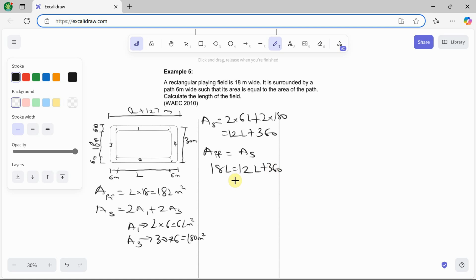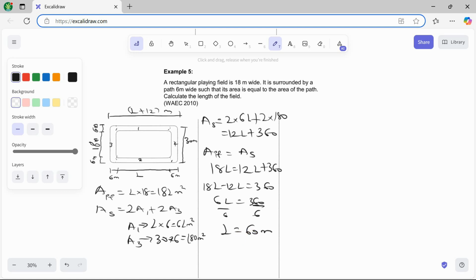Right? So let's collect like terms. That will be 18L minus 12L is equal to 360. So 6L is equal to 360, and if I divide both sides by 6, the length is equal to 60 meters. So this is how we solve this kind of questions.